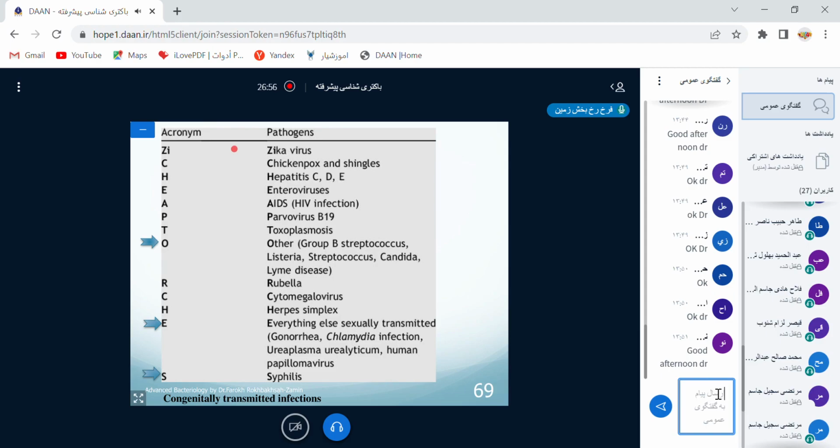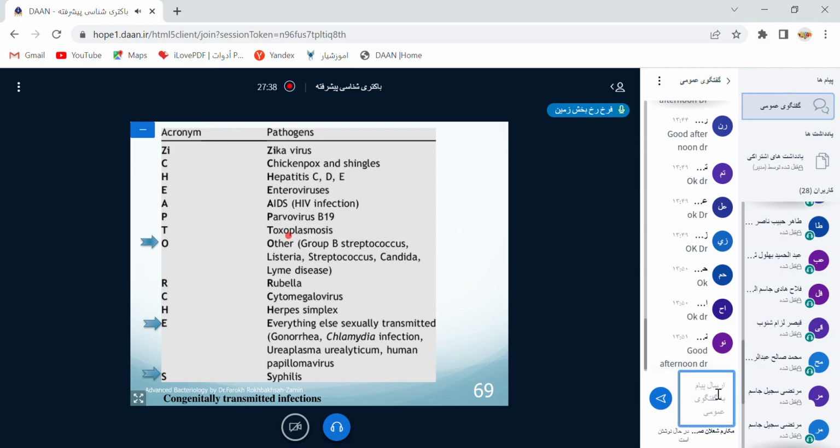There are many pathogens that can have vertical transmission. Some of them are viruses and some are bacteria. Some viruses are Zika virus, chickenpox, hepatitis C, D, E, enterovirus, AIDS, HIV, parvovirus, rubella, cytomegalovirus, herpes simplex, papillomavirus, and some are protozoa like Toxoplasma gondii.